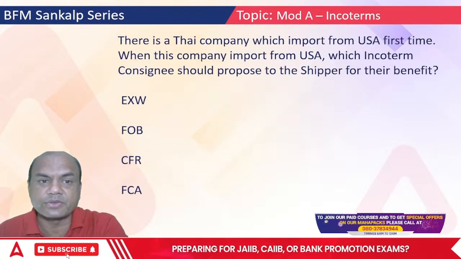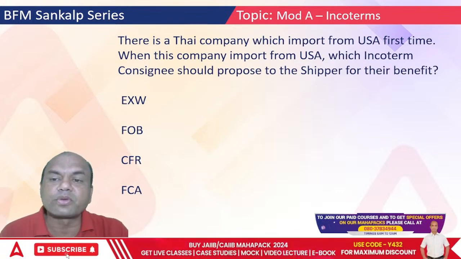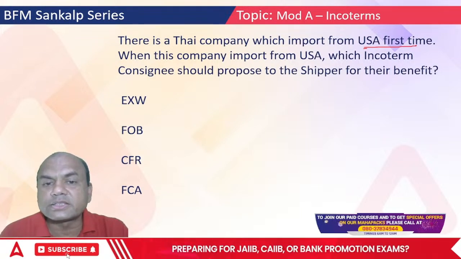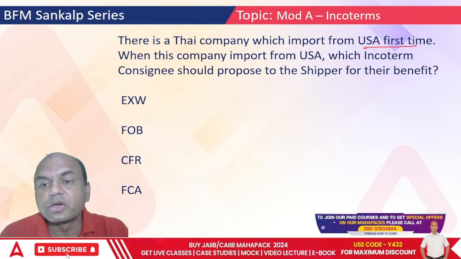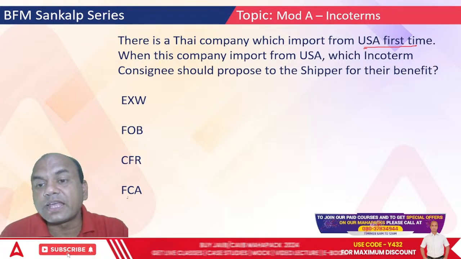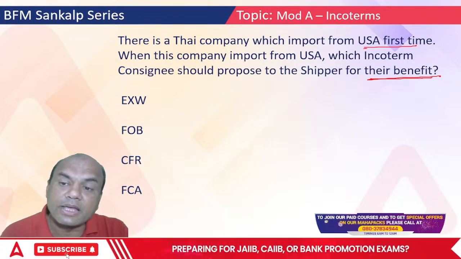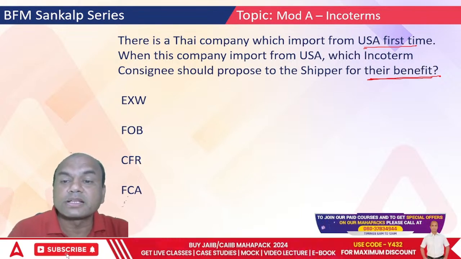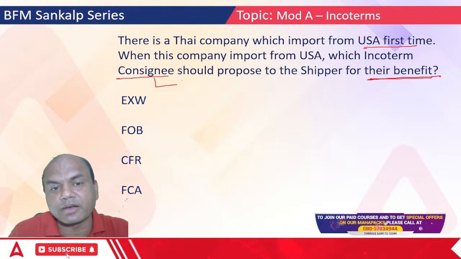Isn't it? Next one. There's a Thai company which is importing from USA for the first time. When this company imports from USA, which Incoterm should the consignee propose to the shipper for their benefit? Their means whose benefit? Who is the consignee? Consignor and consignee. Consignee means it's always the buyer.